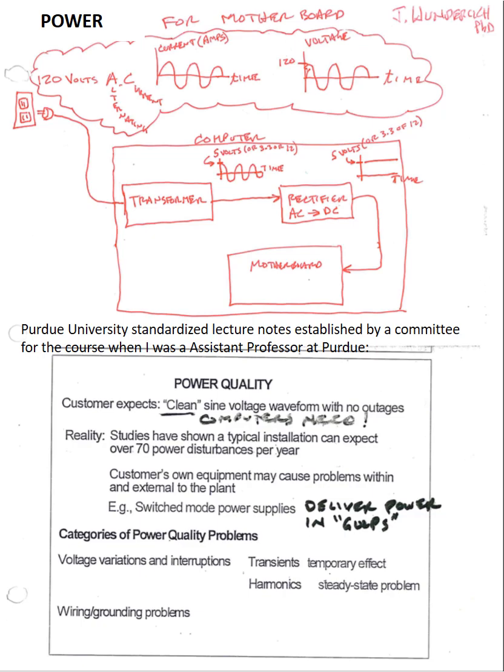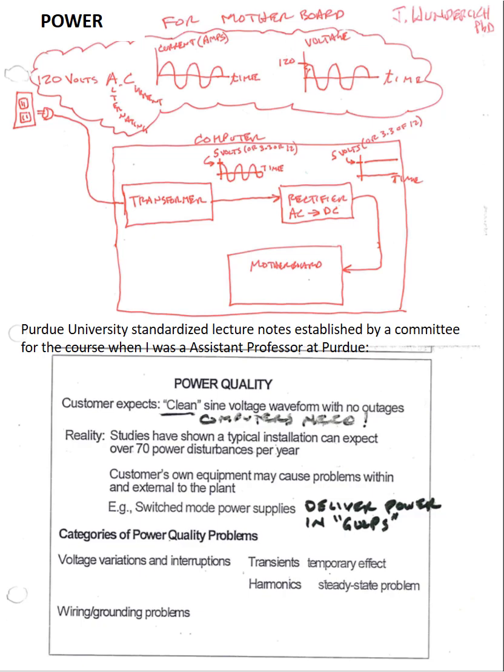Now, continuing on power, these are some standardized notes from when I was a professor at Purdue University, a big university with as many as 7 or 8 people teaching the course at any given time across all the branch campuses also that were not autonomous. So a committee established these notes, and then you see my handwritten notes over top of it.